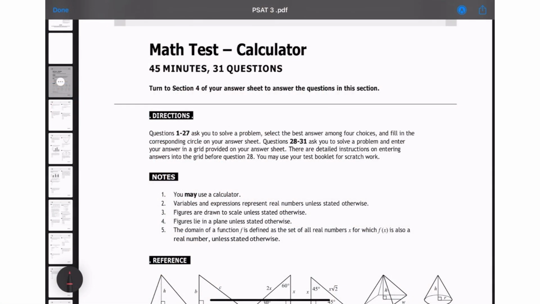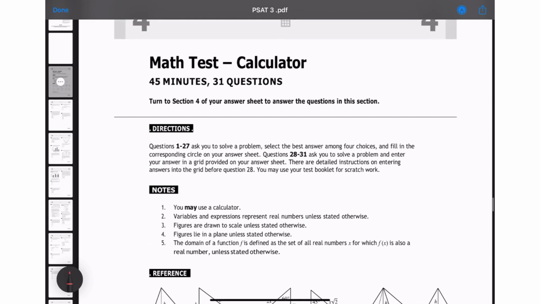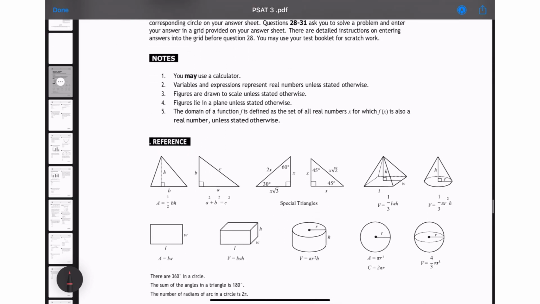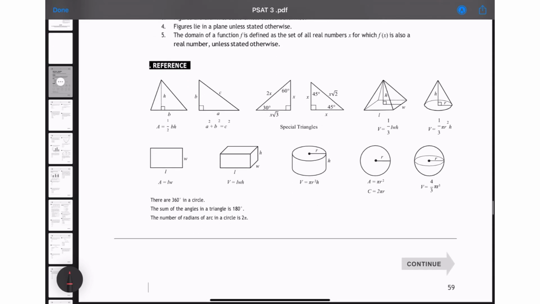Welcome to my show, my class, Anandsir-GMAT. So we are doing PSAT. This is the maths calculator section. It is of 45 minutes and 31 questions are there. This is the basic information which is given, so we can refer to that once we start.